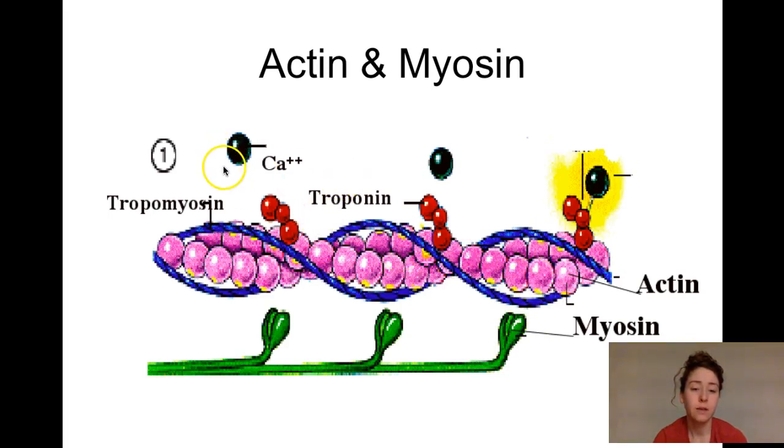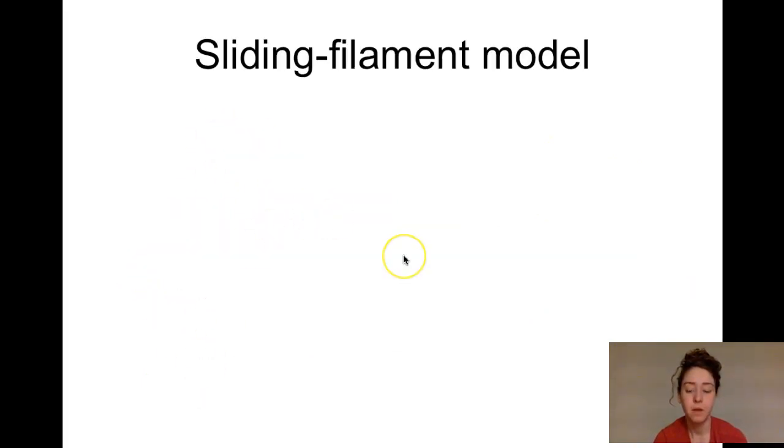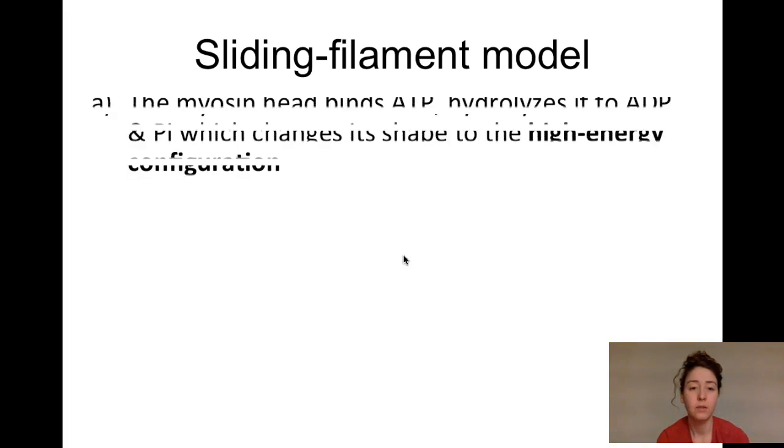So until calcium is available and until it binds to troponin, those binding sites are completely covered by that tropomyosin rope. So we need calcium to make them available for myosin binding. So that brings us to sliding filament theory. This is what you're going to be modeling and sharing with the class next week.